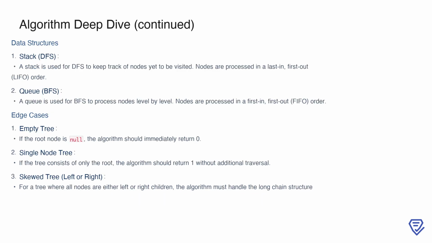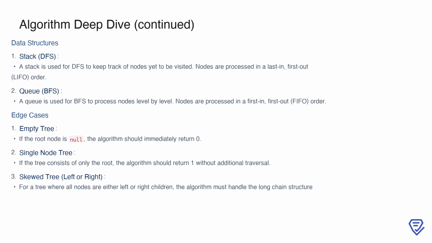The choice of data structure plays a significant role in the traversal method. For depth-first search, a stack is used to track nodes that need to be visited, and nodes are processed in a last-in, first-out order. This approach is especially useful for exploring one branch of the tree deeply before moving to another. For breadth-first search, a queue is used instead. Here, nodes are processed in a first-in, first-out order, which allows for level-by-level traversal of the tree.